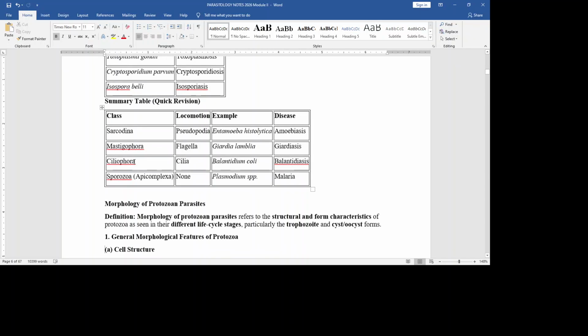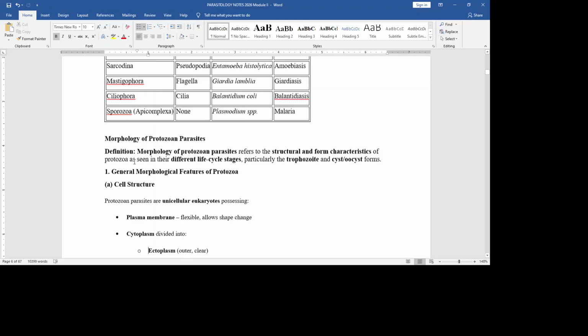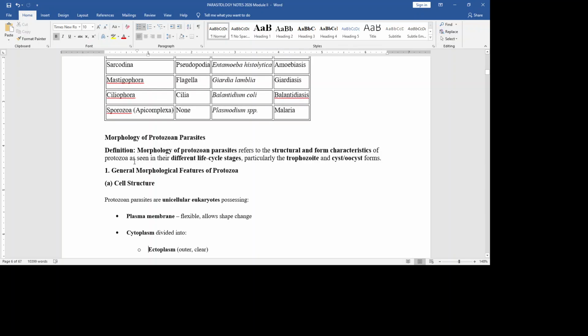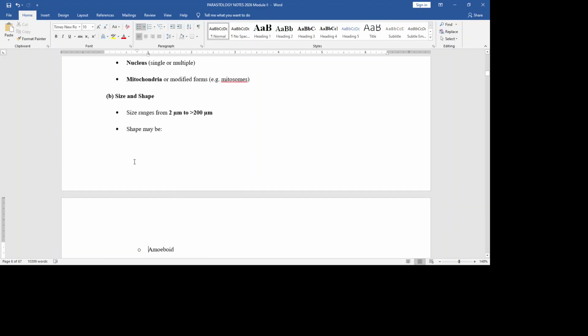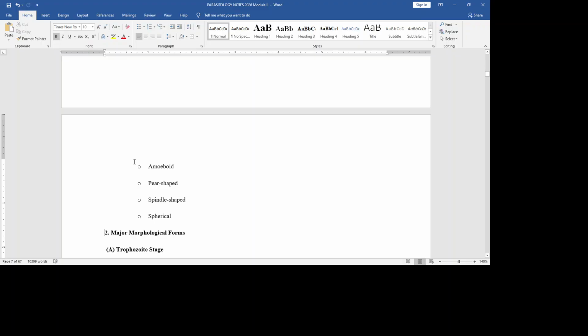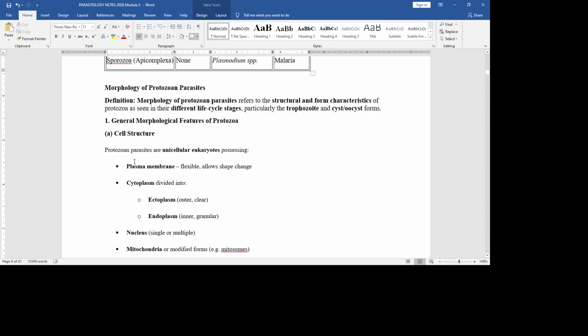And at this juncture, I want us to now look at the very general features that put an organism into the protozoa, and they include: one, the general morphological forms, that is the cell structure, the cell size and shape, and then the major morphological forms.